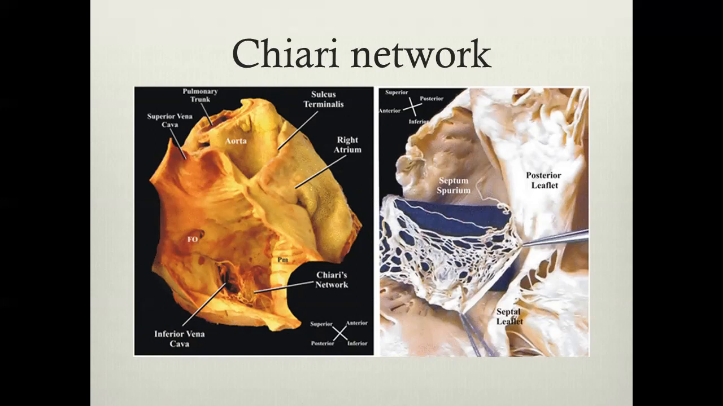So that is the Chiari network, another remnant of the right sinus venosus valve, originating from the IVC, following the course of that valve to the coronary sinus, the Thebesian valve, and then with miscellaneous attachments to the atrium, to the septum.